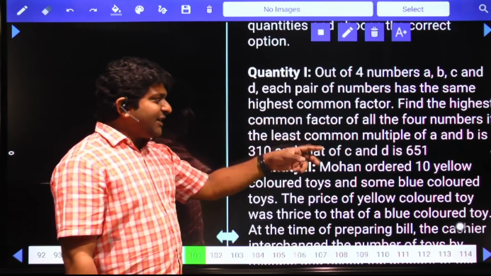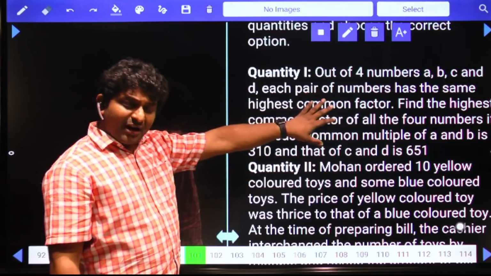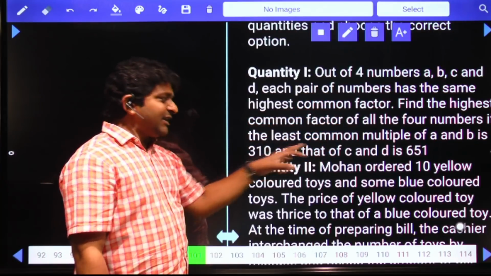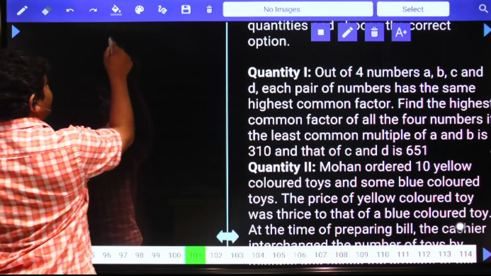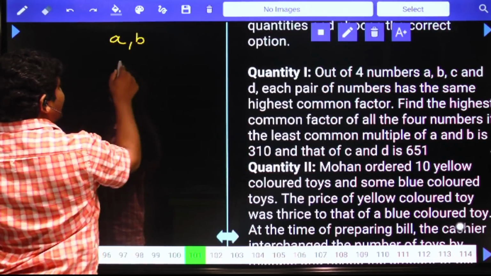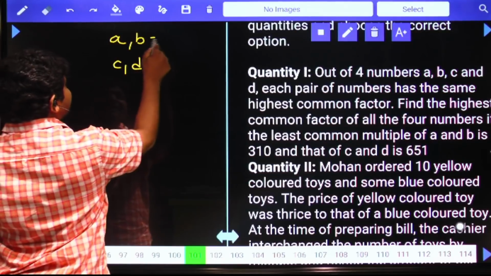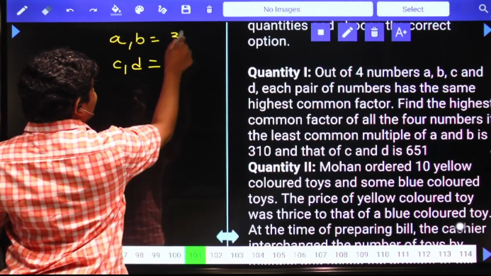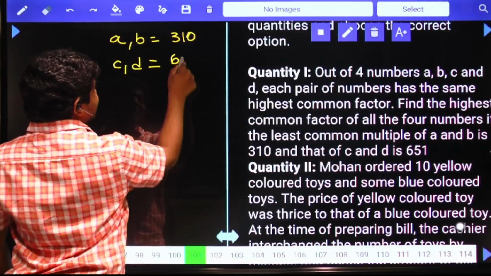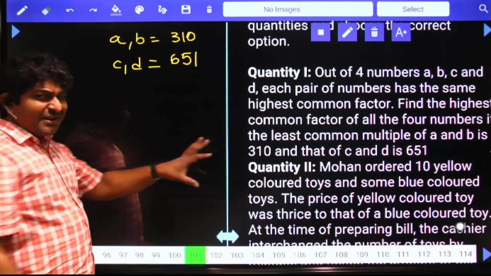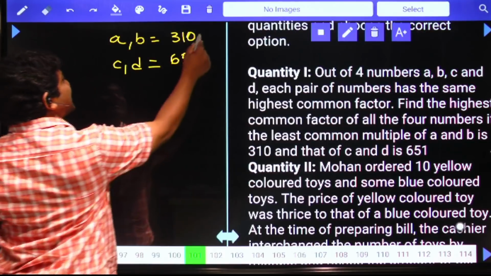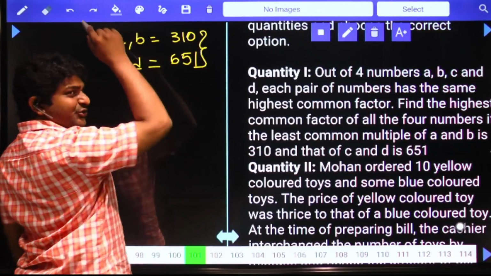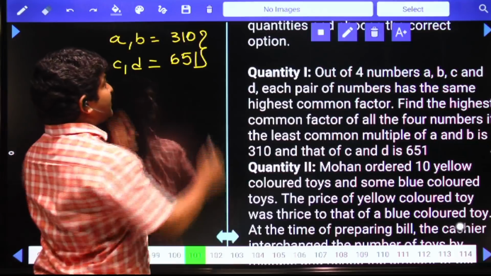AB and then CD, they both have a common factor, HCF. You are given the LCM and asked to calculate the HCF. For A, B and then for C, D, the LCM is given as 300 and 10, and here it is equal to 651. I am just writing the information. You are asked to calculate the HCF for both the numbers.